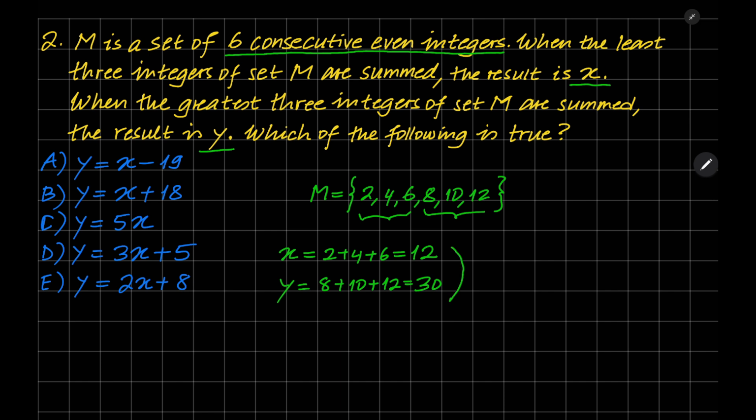If you combine these two, then since Y is 30, 30 is equal to X, which is 12, plus what's the number? It's 18. Therefore, answer B is correct. Okay? Now let's go to the next question.